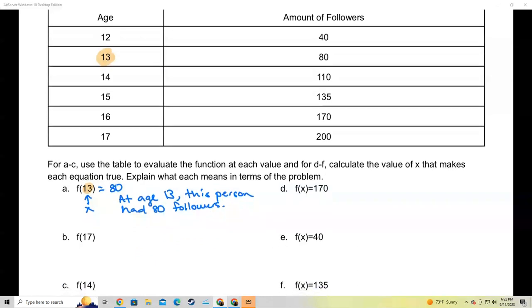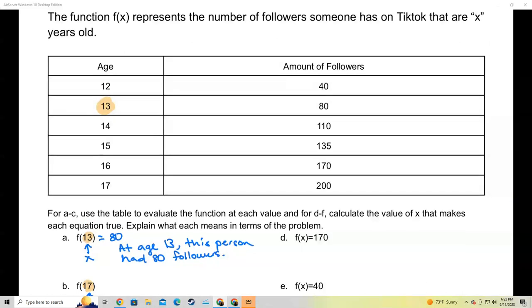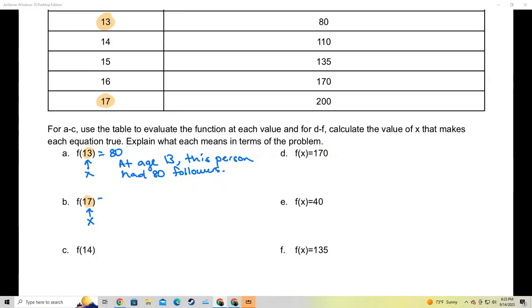All right, let's take a look at letter B. Again, I'm going to realize that that 17 is where the x would normally be. So that means 17 is my input or my x value. On my table, the 17 would be right here. And what does that match up with? Well, the 17 matches up with 200. So I know f of 17 is equal to 200. What does that mean? That means at age 17, this person had 200 followers.